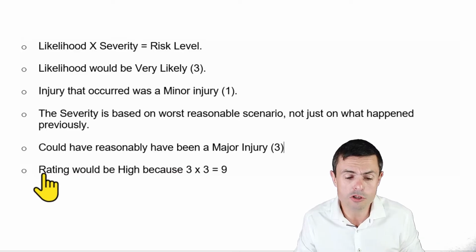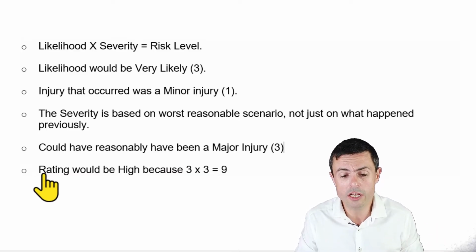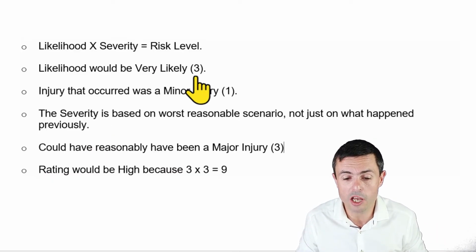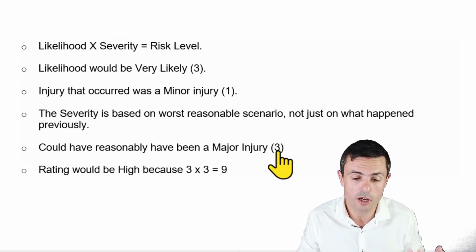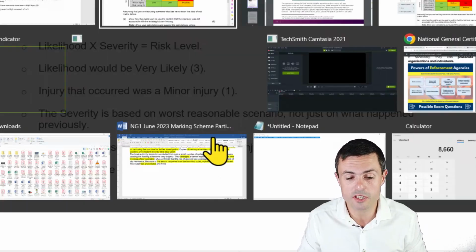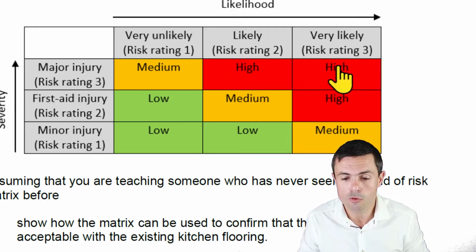And then I'm going to close it off by saying, so I think the rating would be high because it would be very likely, which is a 3 multiplied by a major injury, which is another 3. That gives us a 9, and the 9 is in the red box there.